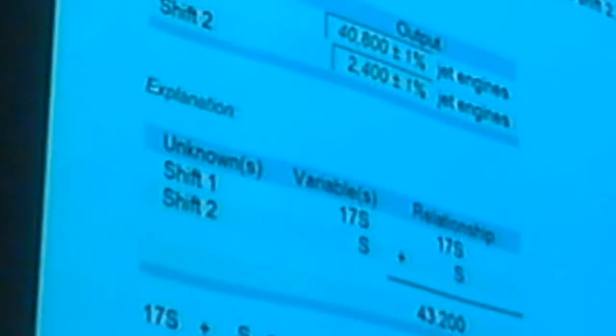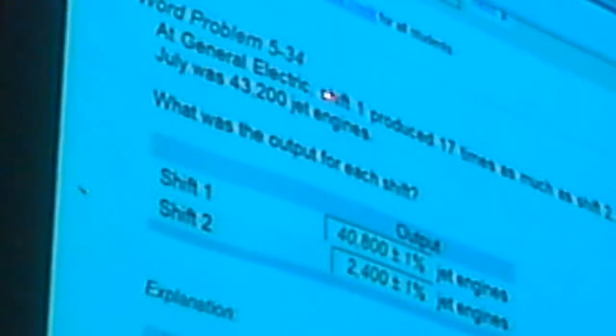We have General Electric, and they have 2 shifts where people work, right? You have shift 1 workers, you have shift 2 workers. Remember this problem? We had it before. Shift 1 produces 17 times as much as shift 2. Now does it sound familiar? GE's total production. Total means equals. Backing up a bit, times means multiplication.